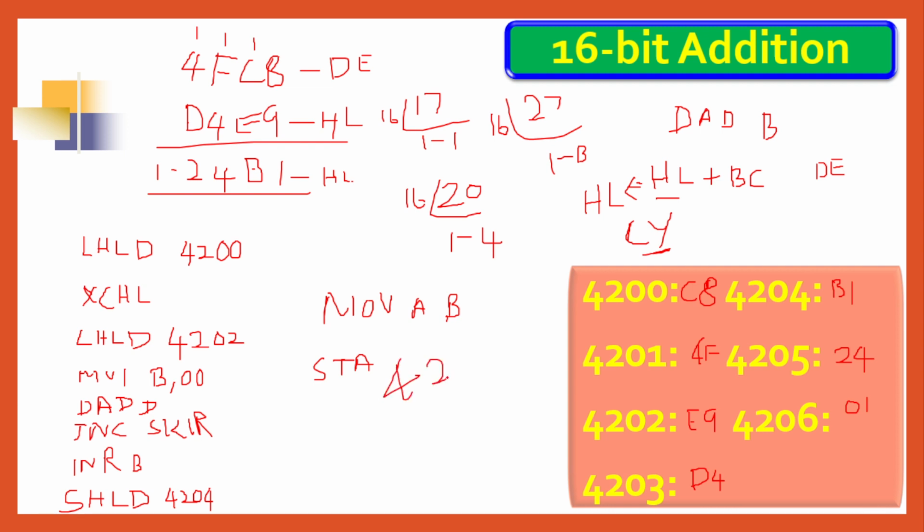STA 4206. Then HLT. This is the program for 16-bit addition with carry. See here, the label should be placed here, because it should skip only that increment B register instruction. Suppose there is no carry, then it directly writes 0 as the carry. That's why this is the program. So that's the logic involved in 16-bit addition programming.